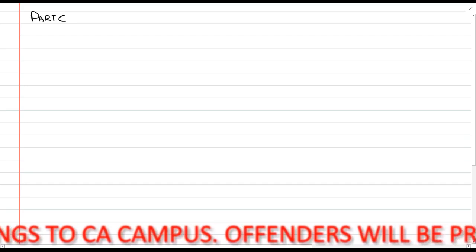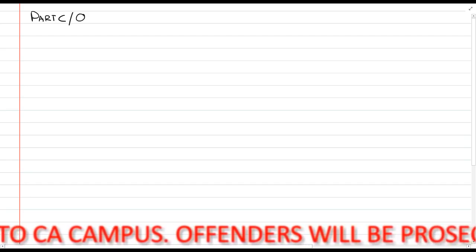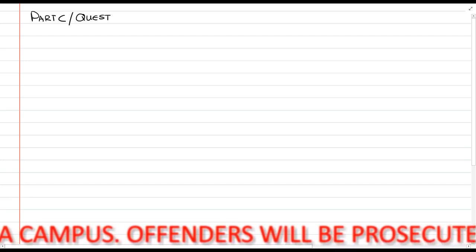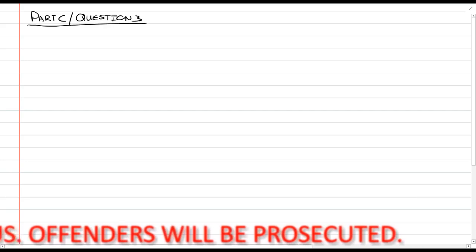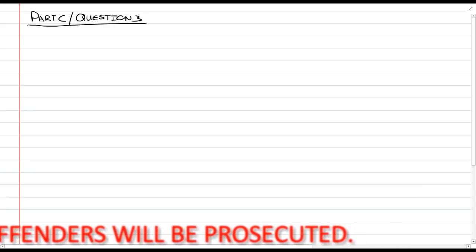Part C, or question 3, sorry. That's actually probably more correct. Sorry guys, I should have actually just in the required called it part A, B and C from the start. I should have called it question 1, 2 and 3.